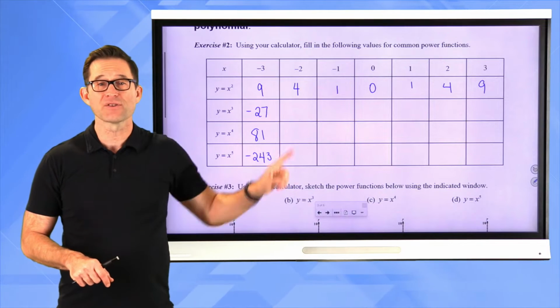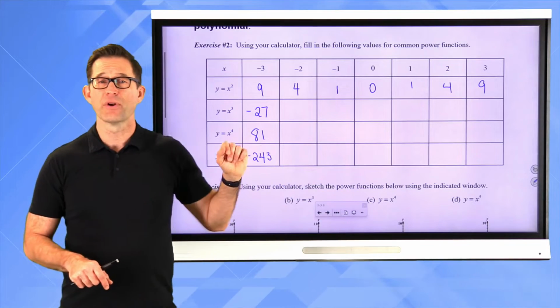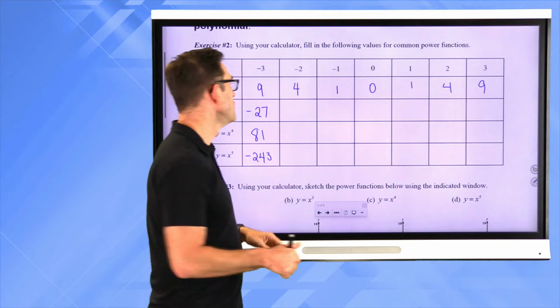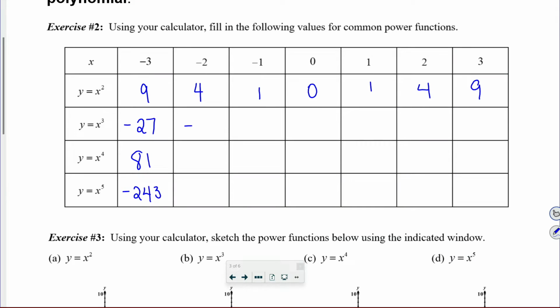All right, well, I'm going to fill in down, and it's pretty easy. So here I've got -2 squared is 4, -2 cubed would be -8, -2 to the fourth would be positive 16, and -2 to the fifth would be -32. -1 is pretty easy. -1 cubed is -1, then -1 to the fourth is 1, -1 to the fifth is -1. 0 is as easy as you get.